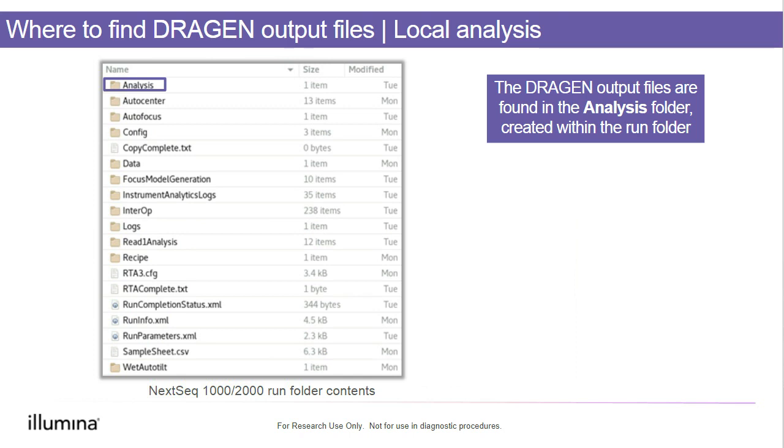When analysis is performed locally and saved to a local output directory, i.e. a network drive or external drive, the DRAGEN output files are found in the analysis folder within the run folder.